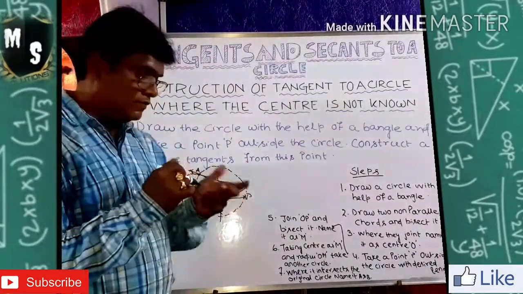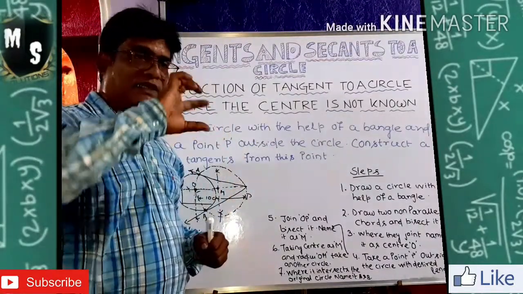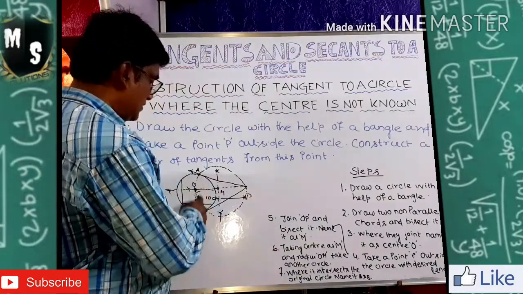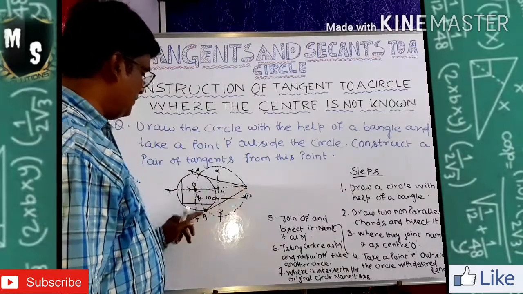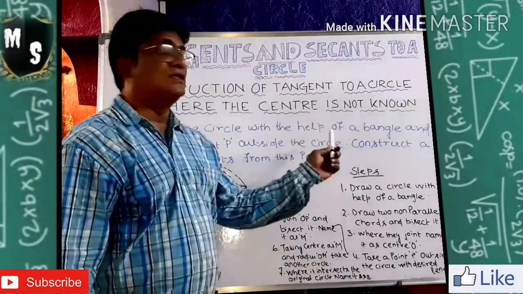So through M, one important thing you have to know: through M as center and MO as radius, draw another circle nicely. Where it cuts the original circle, put points A and B, and join AP and join BP. This is the construction we got where we don't know the center of the circle.